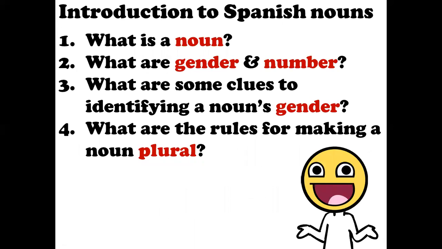So we've talked about Spanish nouns. We've answered the question, what is a noun? A person, place, or thing. Talked about gender and number. You probably knew what those meant, but how do they apply to the Spanish language? Clues, we talked about a few clues about identifying a noun's gender. Remember, you have to memorize that when you learn the noun so that you can use it in a sentence. A lot of things will depend on that. And then the rules, much more simple rules for making a noun plural in Spanish when compared to English.